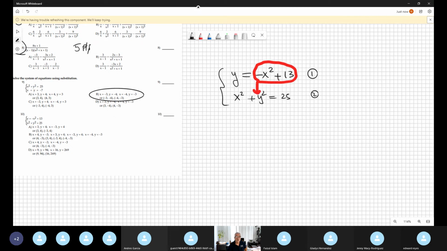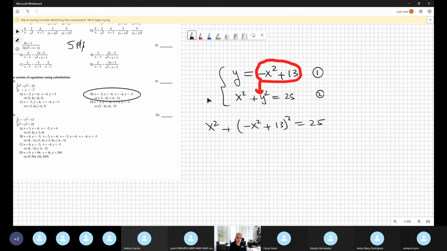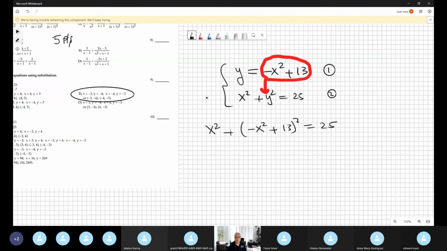In the other equation, x squared plus parenthesis minus x squared plus 13, squared, equal 25. So doing substitution, you eliminate one variable, y is gone. Solving this, now, quick foil. Quick foil. One more time. But be careful with the quick foil because we have minus inside.